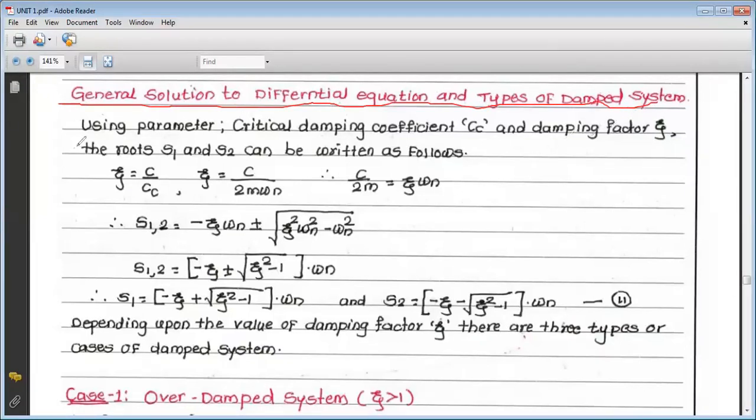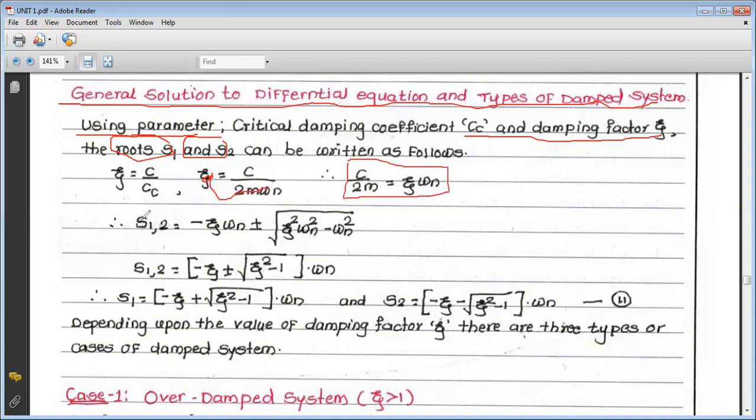Using these two parameters that we have studied, the critical damping coefficient and the damping factor, we can rewrite the roots of our equation, S1 and S2. Now we know that zeta is equal to C upon Cc, where Cc is 2m omega n. So omega n goes to this side, and C upon 2m is zeta omega n.